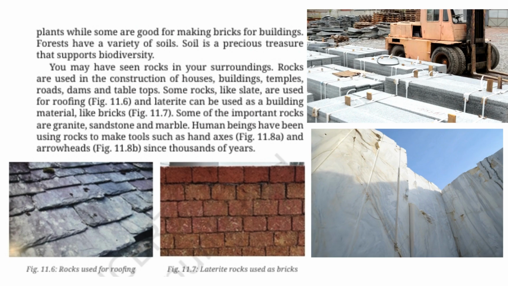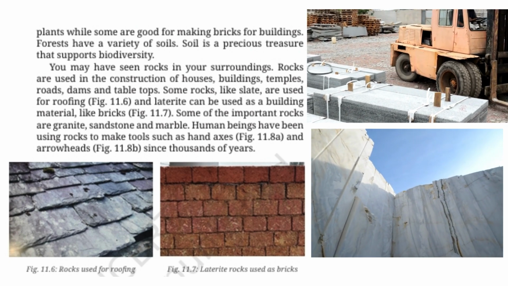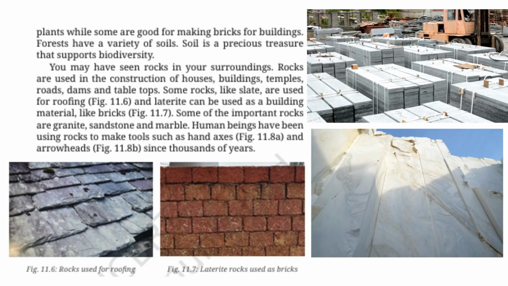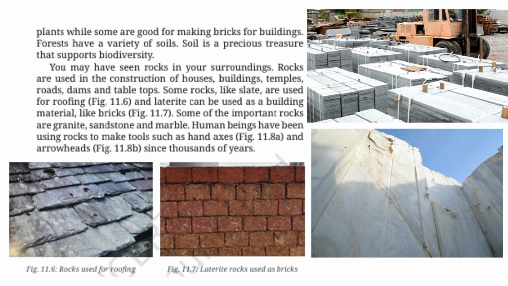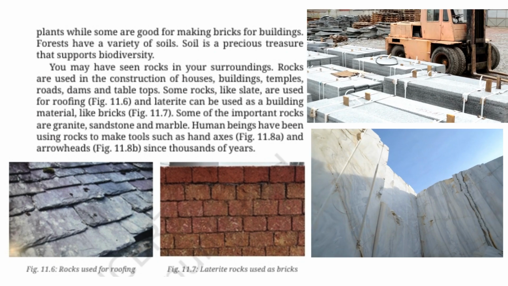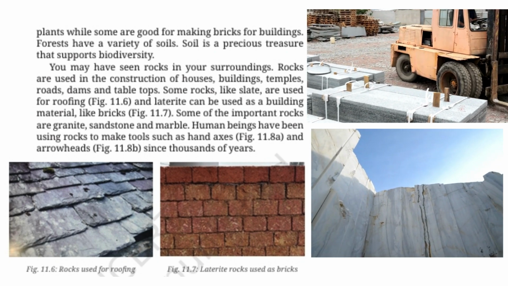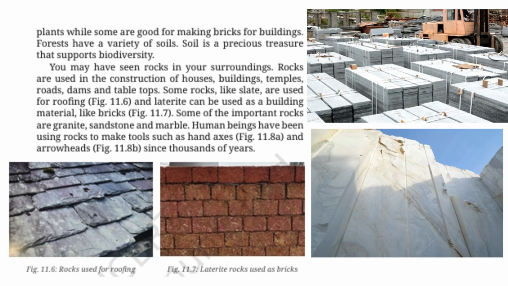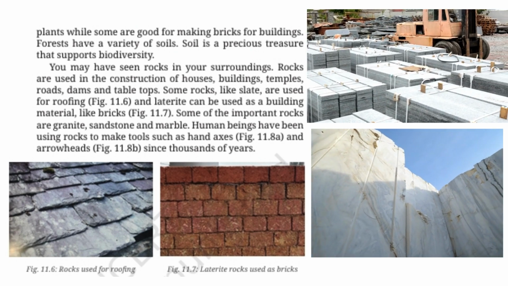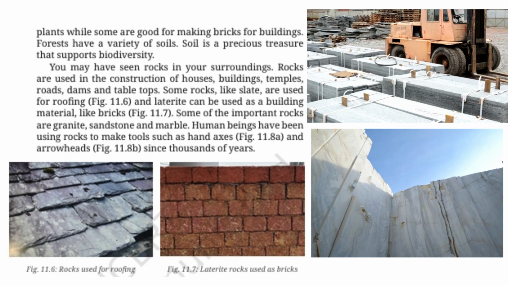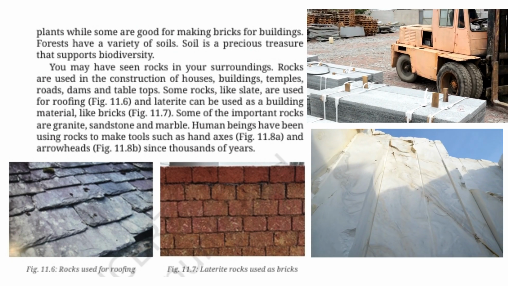Some rocks like slate, which comes mainly from clay, are used for roofing. Laterite can be used as a building material like bricks. Some of the important rocks are granite, sandstone, and marble. We also use granite and marble for flooring.